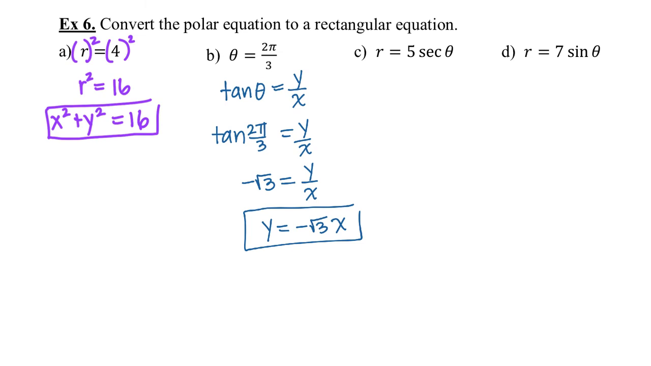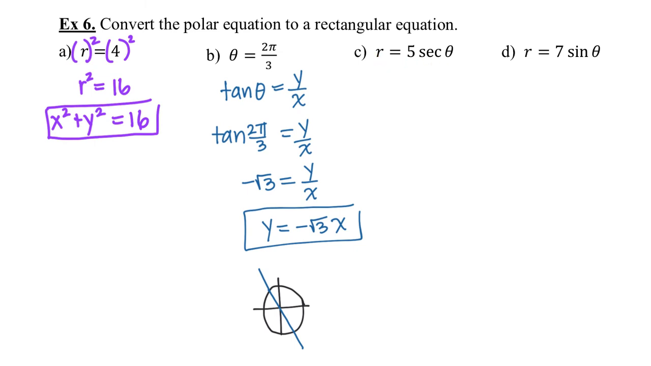You don't have to sketch it. I'm going to sketch it real quick. Okay, we haven't learned how to graph this yet, but where is 2 pi over 3? It's somewhere over here. If I drew the line theta equals 2 pi over 3, it would actually look like this. And if I graph the line y equals negative root 3x, it would have a slope of negative root 3 over 1, which could very well look something like this.